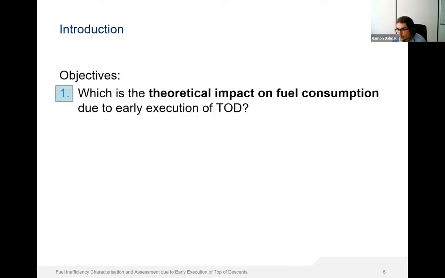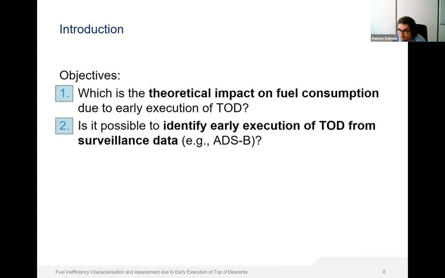The objective of this work was to answer the following three questions. First of all, what is the theoretical impact on fuel consumption due to early descents? The second, is it possible to identify early top of descents from surveillance data like ADS-B? And finally, how to assess the actual impact on fuel consumption due to early descents by using only surveillance data when the trajectory plan is not available?